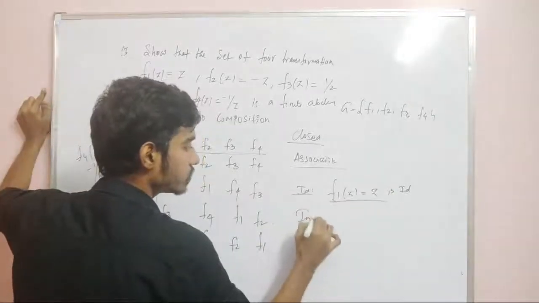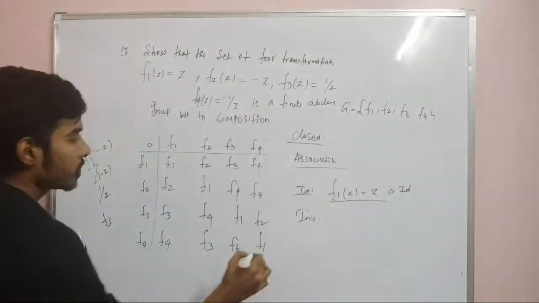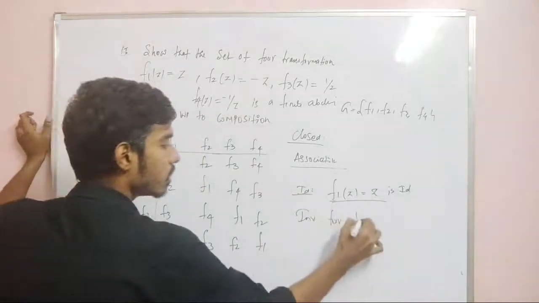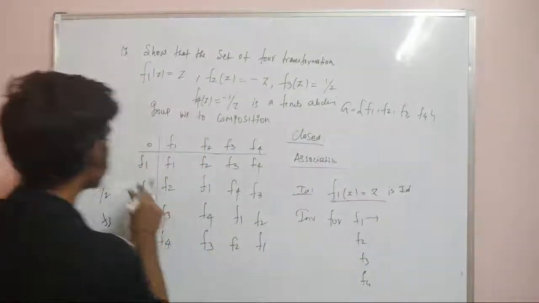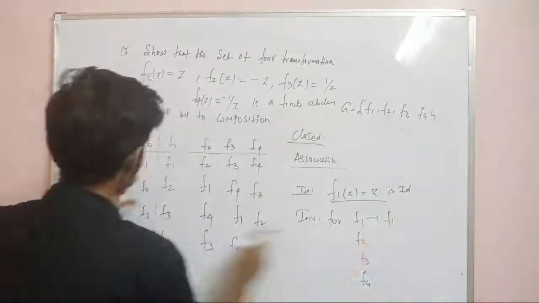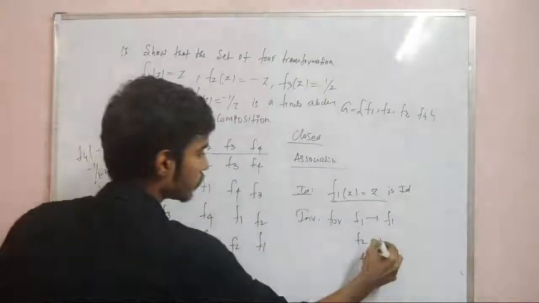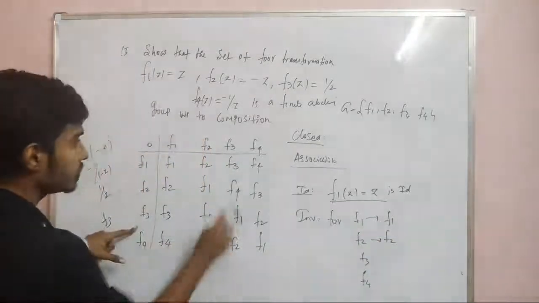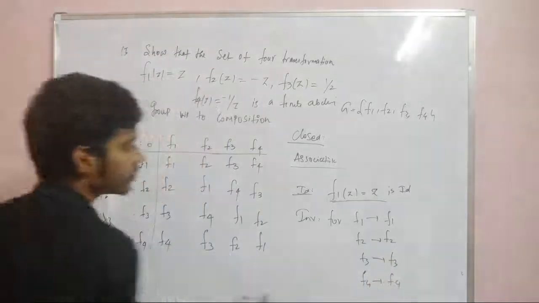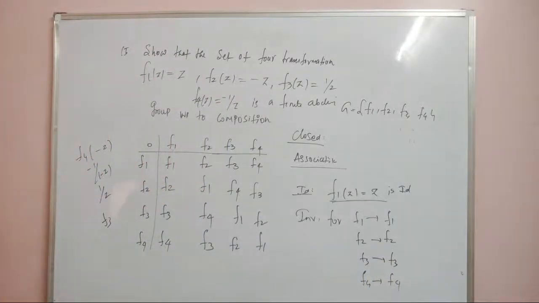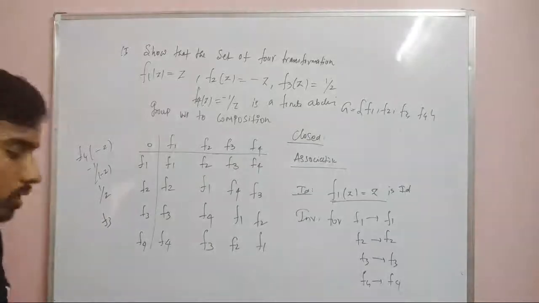So what is the inverse? You need to find the inverse for every element. So inverse for f1, f2, f3, f4. You can see inverse for f1 is f1, inverse for f2 is f2, inverse for f3 is f3, and inverse for f4 is f4. Own inverse, right? Every element is its own inverse.